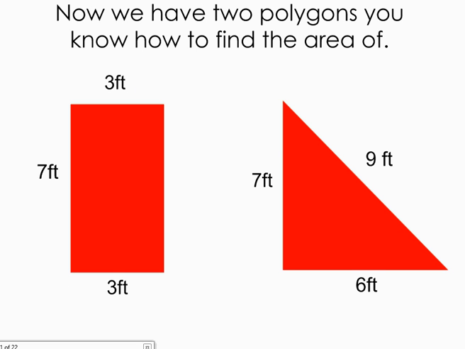So when I look at that and I have my measurements, now I can use my area formula to figure it out. I know the area of a rectangle is base times height, and here I have 3 times 7. So my area would be 21 feet squared. So this one is 21 feet squared. And this one is 1/2 base times height. So on this one I have 6 times 7. And 7 times 6 is 42.